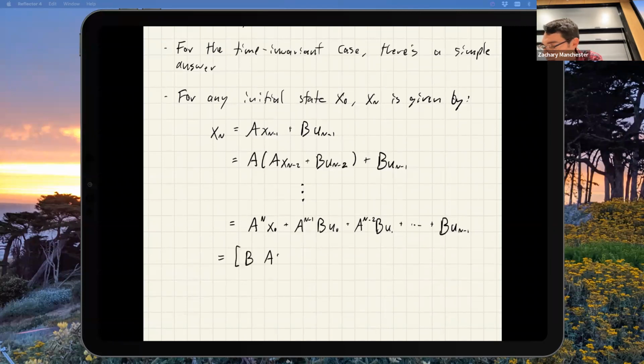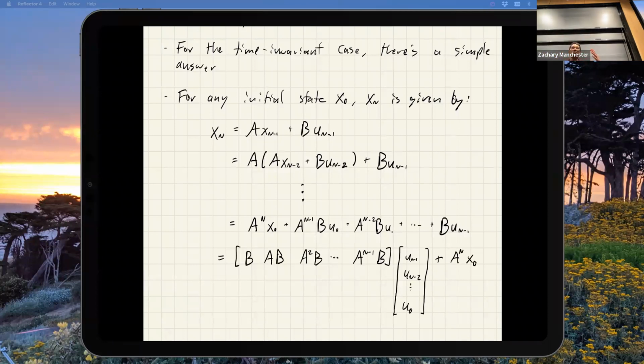B, A squared B, a to the n minus 1 b. And then this times all the u's. So u n minus 1, u n minus 2, all the way back to u naught. And then on the right-hand side, this thing is plus a to the n x naught, right? So x naught is given, it's not a decision variable. Cool. So I have now this little matrix equation for xn.